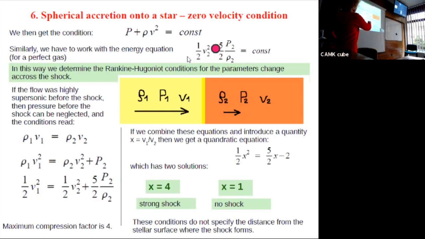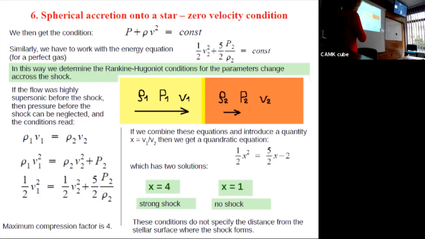And then we do a similar thing to the energy equation, and we have another condition. So those are the famous Rankine-Hugoniot conditions for the change of parameters across the shock. So it's a textbook, of course, knowledge. So you have conditions before the shock and after the shock.